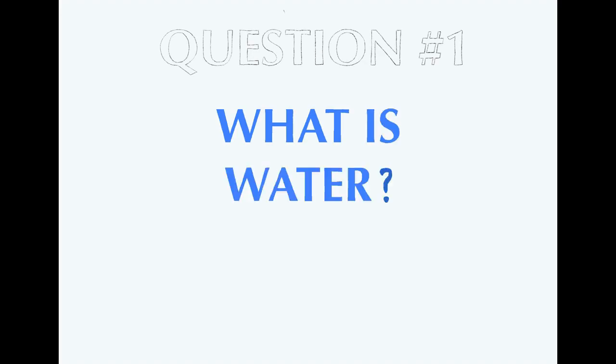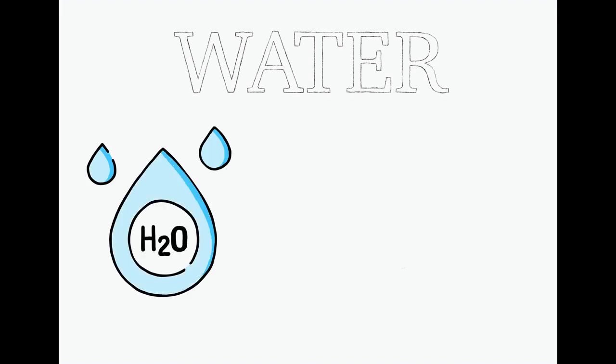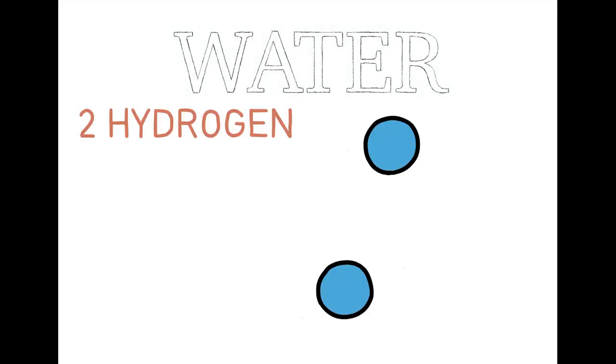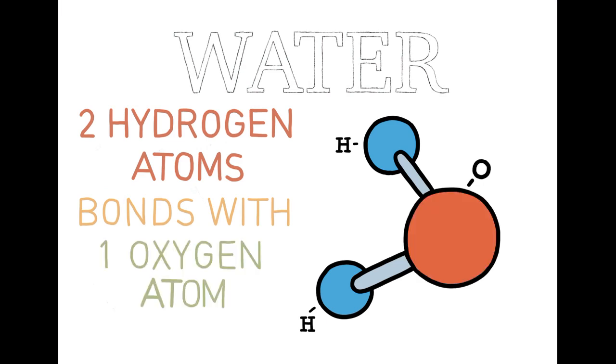What is water? Water is odorless, tasteless, transparent, and basically colorless. It doesn't have a definite shape and takes up the shape of whatever object it's in. Its chemical formula is H2O, which means it's two hydrogen atoms that bond with one oxygen atom.